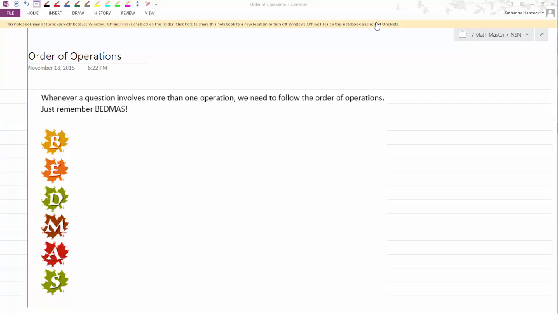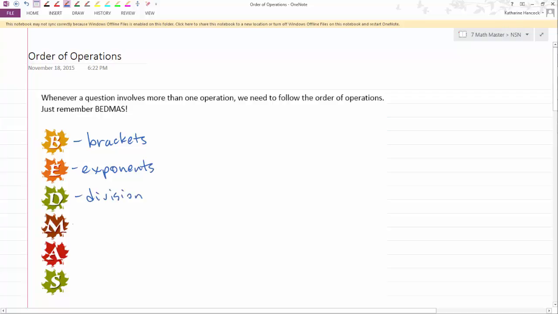Order of operations. Whenever a question involves more than one operation, we need to follow order of operations, and we're going to be calling it BEDMAS. The B stands for brackets. The E stands for exponents, D for division, M for multiplication, A for addition, and S for subtraction. And we have to remember to do them in the order they appear. So brackets, if there's brackets and they come first, we do them.